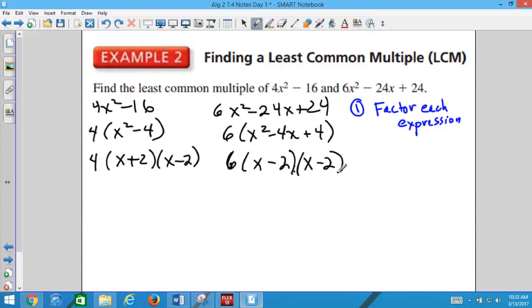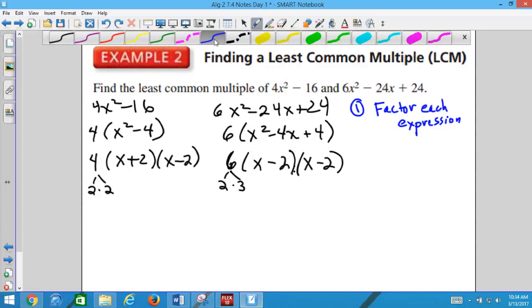Okay. Now, really, I haven't technically factored this all the way because 4 factors. 4 is what times what? 2 squared. It's 2 times 2. And 6 is 2 times 3. All right, my step 2.